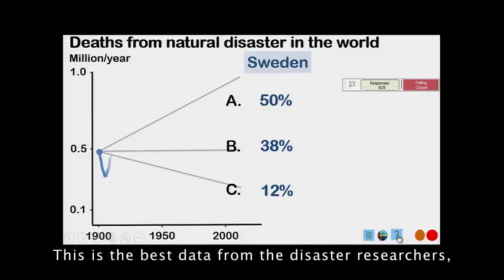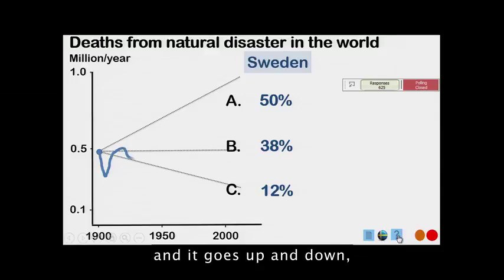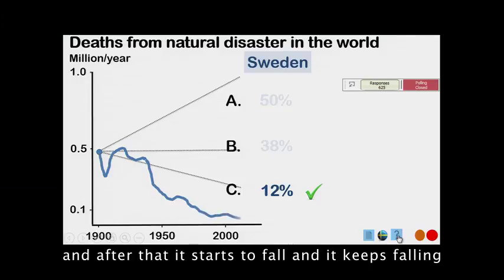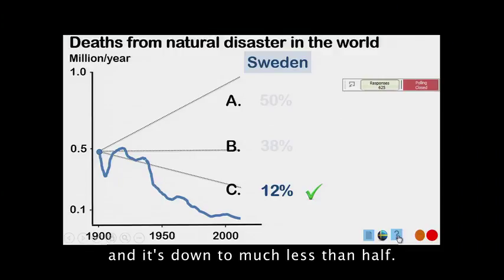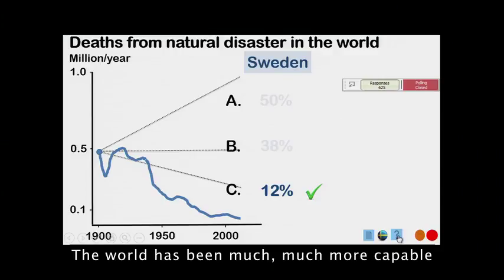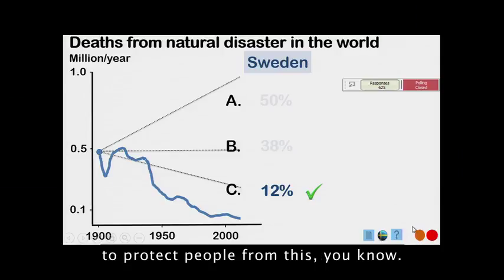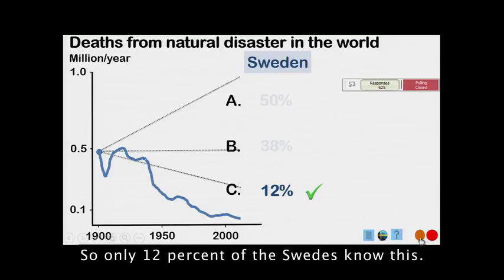This is the best data from the disaster researchers. It goes up and down, up to the Second World War, and after that it starts to fall, and it keeps falling, and it's down to much less than a half. The world has been much, much more capable as the decades go by of protecting people from this. So only 12% of the Swedes know this.